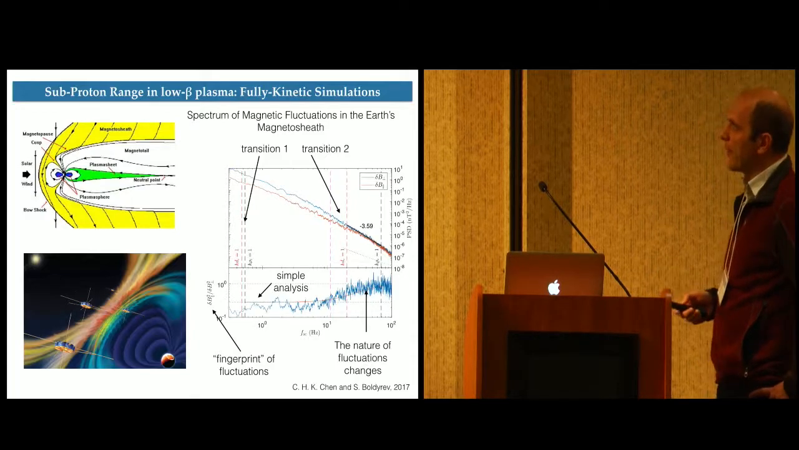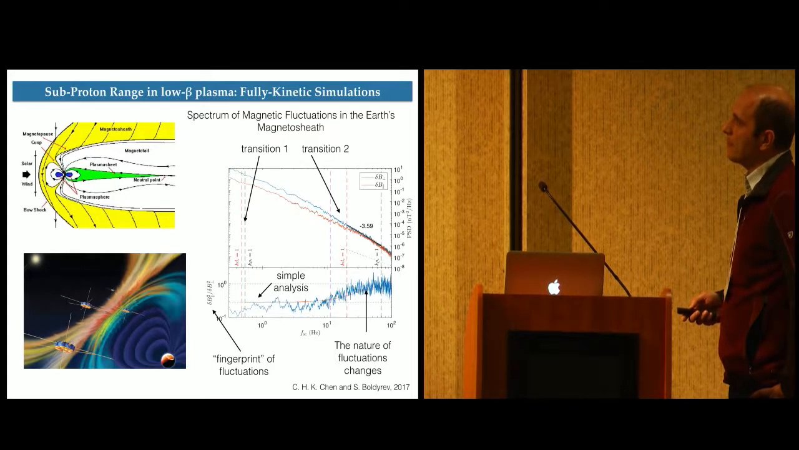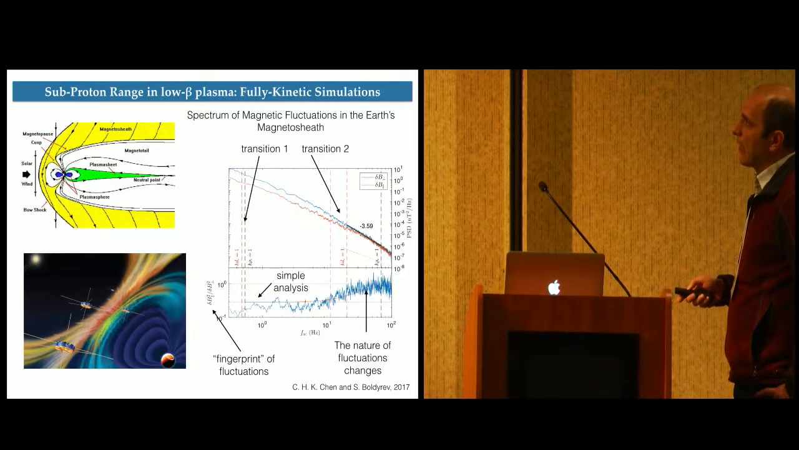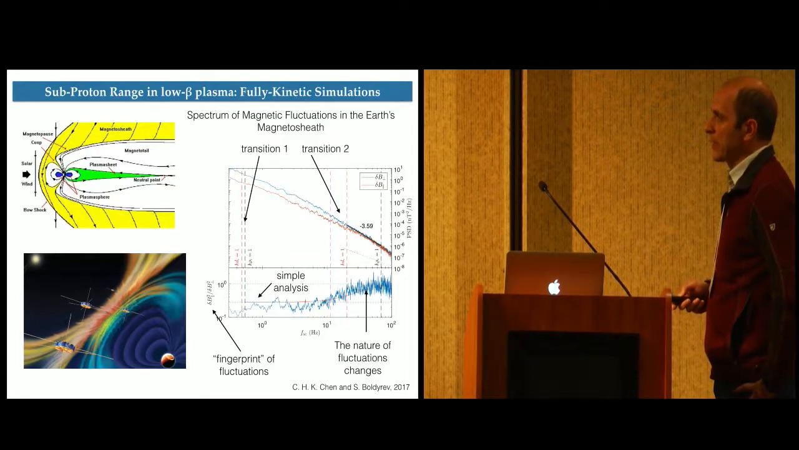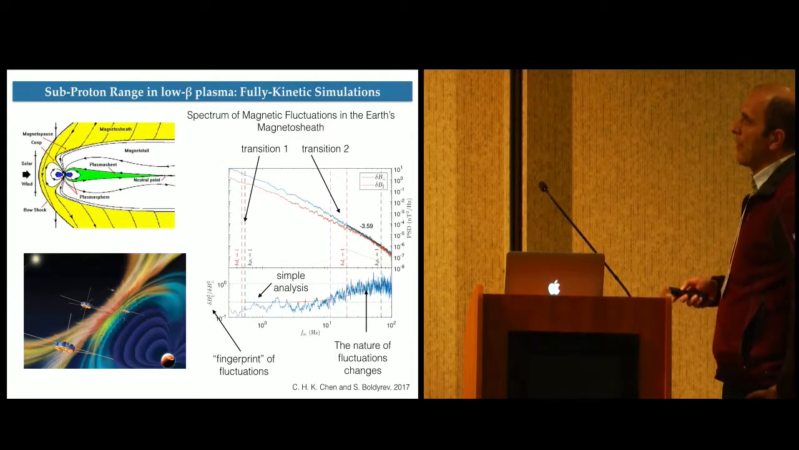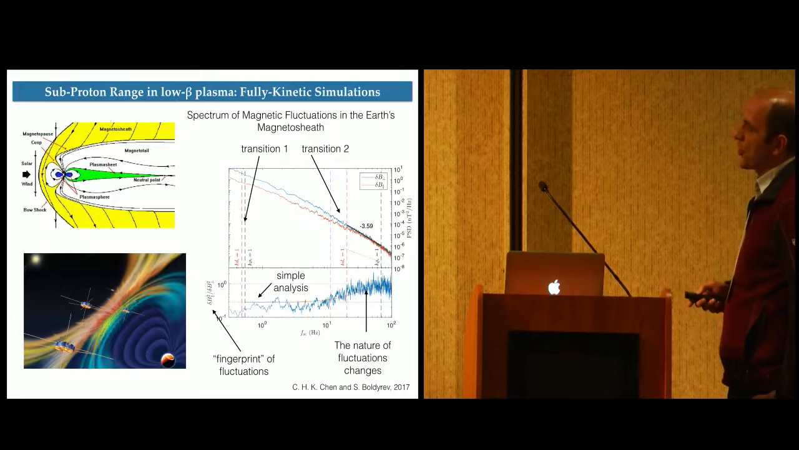Okay, and the final set of problems concerns the physics of turbulence in low beta plasma. Specifically, we looked at some observations performed by MMS. MMS is the newest NASA mission to study magnetic reconnection in turbulence in the Earth's magnetosphere. And there was a paper recently published that presented results of observations of turbulence in the magnetosheath. This is the region between the bow shock and the magnetopause.